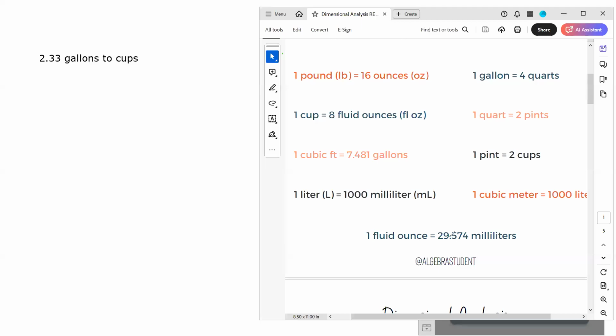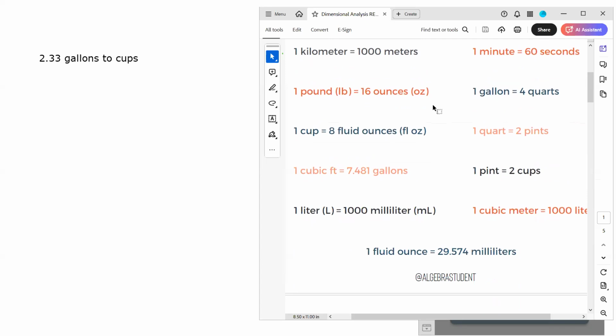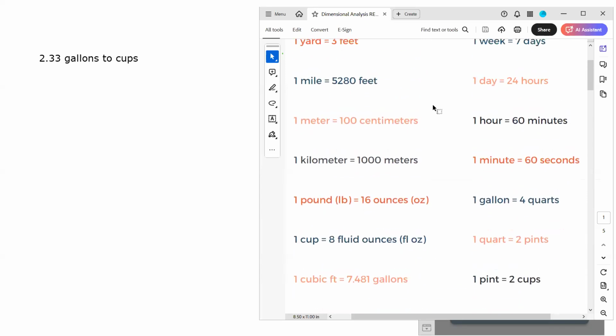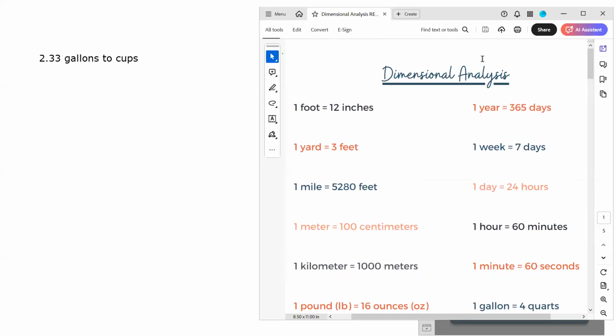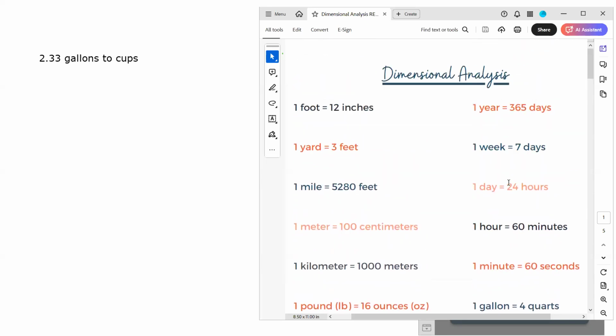All right, let's jump into dimensional analysis. And this time we are going from gallons to cups. And so I have the reference sheet up that we want to use. You always want to have your handy reference sheet when you're doing dimensional analysis. This one's in the dashboard under foundations of algebra if you're in the membership. So it's pretty easy to find.